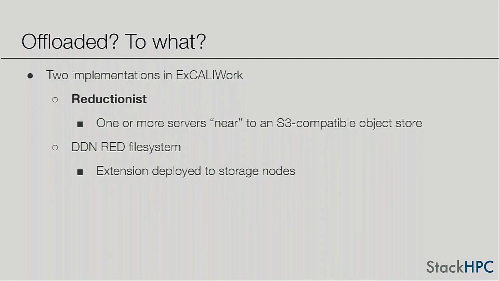Now, I keep saying offload. Where are we going to offload this to? Well, we've got 2 implementations in the Excalibur project. The first is Reductionist, and that's what I'm going to talk about today. And we might have 1 or more servers deployed near to an S3 compatible object store. The second is using the DDN Lustre file system, and they built an extension that runs on their storage nodes that can perform reductions in the same way.